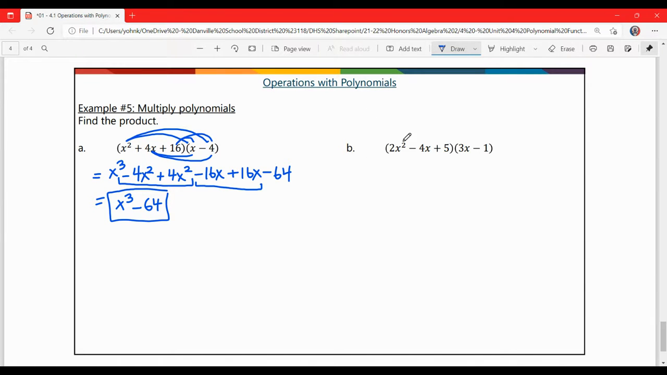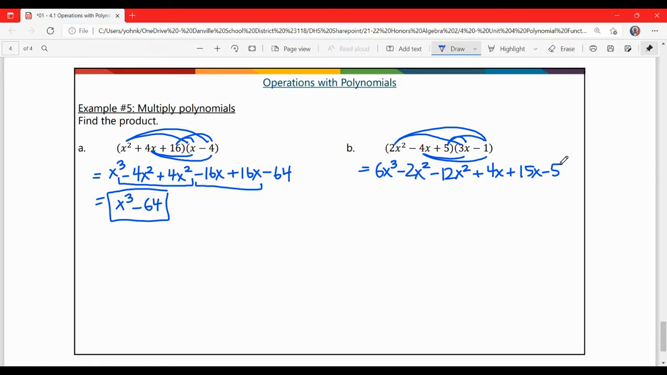Okay, letter B. Again, we have a polynomial and a binomial. So we're going to take 2x squared and multiply it to both of the things in the second parenthesis. So 2x squared times 3x is 6x cubed. 2x squared times -1 is -2x squared. Then I'm going to take the -4x and multiply it to both things. So -4x times 3x is -12x squared. -4x times -1 is plus 4x. And then I'm going to take the 5 and multiply it by both things in parentheses. So 5 times 3x is 15x. And 5 times -1 is -5.